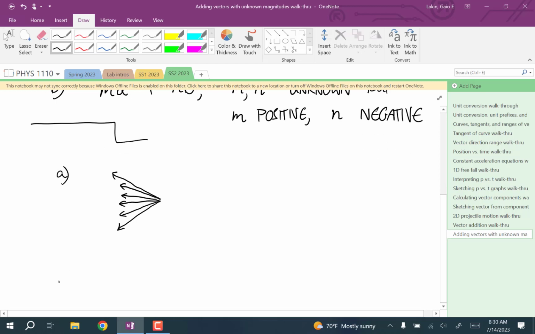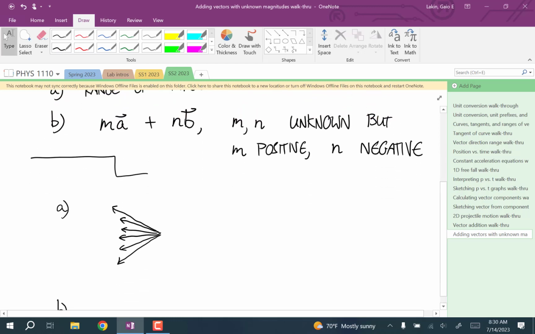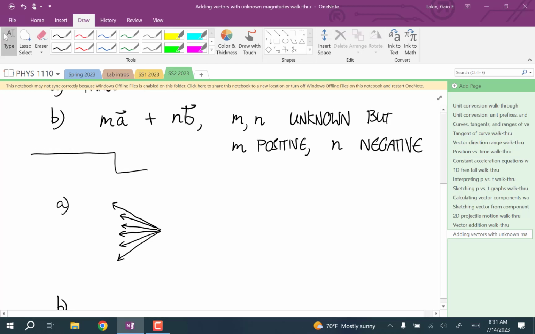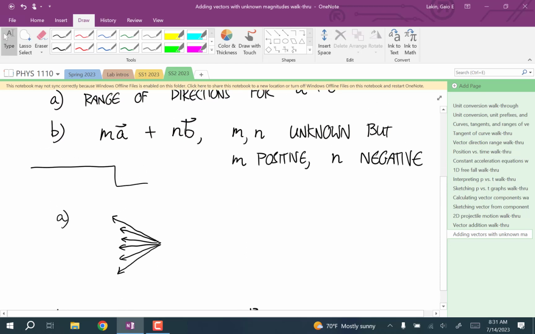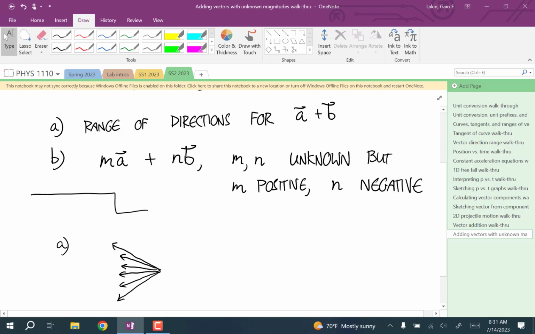Okay, so now part B, it's a similar question. The unknown values M and N multiplied by these vectors have the effect of making the magnitudes unknown. But we do know that M is positive and N is negative. So the first step here is to come up with the directions of the vectors MA and NB. Well, M is positive, so see if you can come up with the direction of the vector MA. Pause the video.